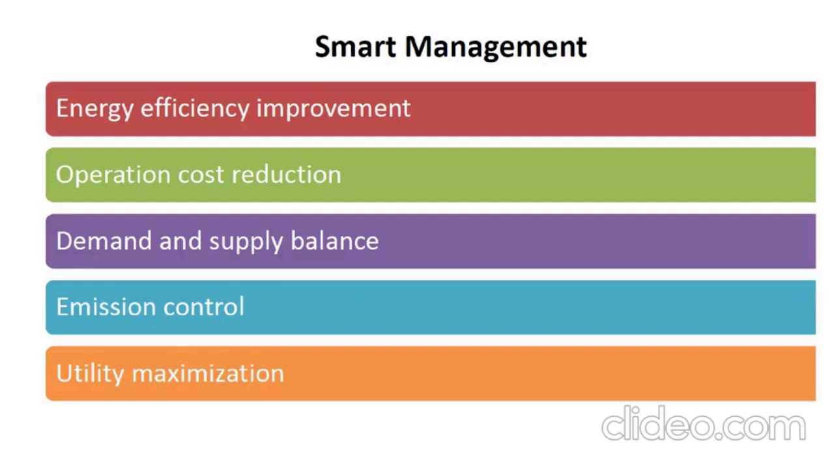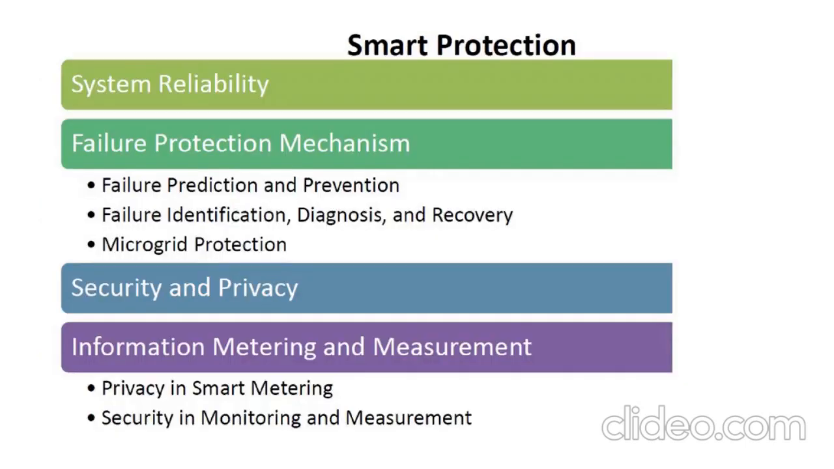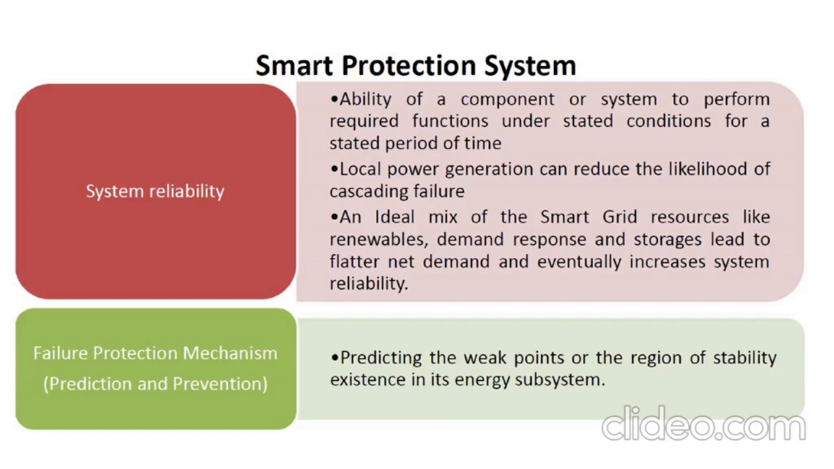Coming to the smart protection system, the following factors are to be considered: system reliability, failure protection mechanism, security and privacy, information metering and measurement. In this, privacy in smart metering and security in monitoring and measurement. These are all the cares to be taken by the smart protection system. We are going to study them in detail.